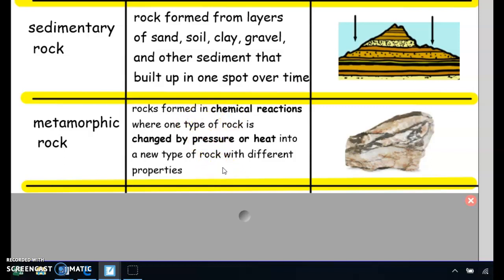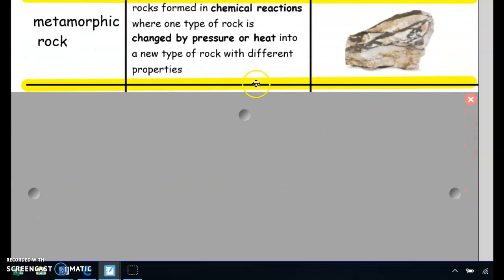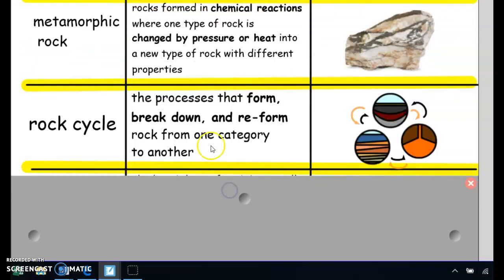So we'll be talking about how these different types of rocks can be changed into each other when we talk about the rock cycle. This is the processes that form, break down, and reform rocks from one category to another. Like I mentioned in class today, rocks can actually be melted. We just don't get to see that in our real life, but they can be melted and turned into another kind of rock or pressed and squeezed into a different kind of rock. Remember, pause me as you go so you can write everything down.